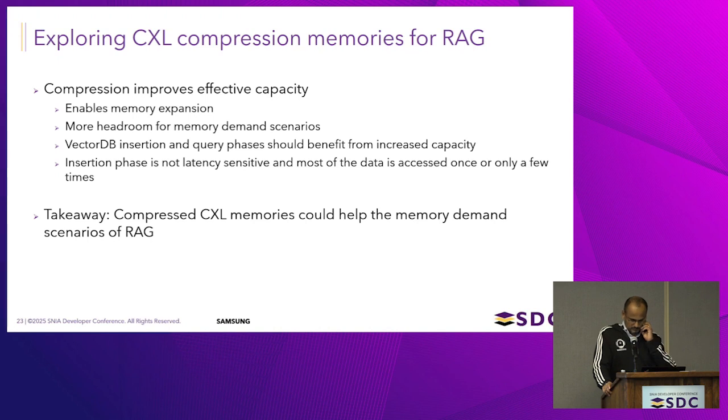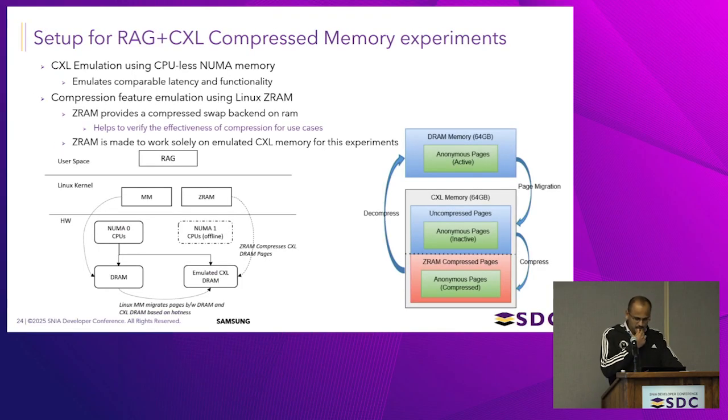So our takeaway here is that compressed CXL memories could help the memory demand scenarios of RAG. Some stages more and some stages less. So we did some experiments to verify our understanding and arguments. So we just wanted to see if RAG could be benefited by compression.